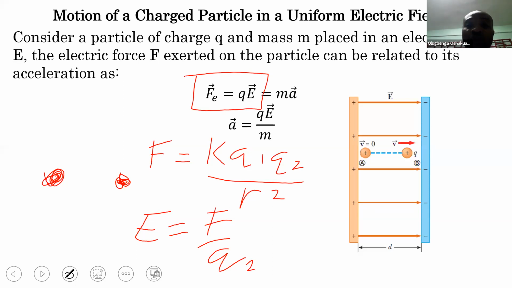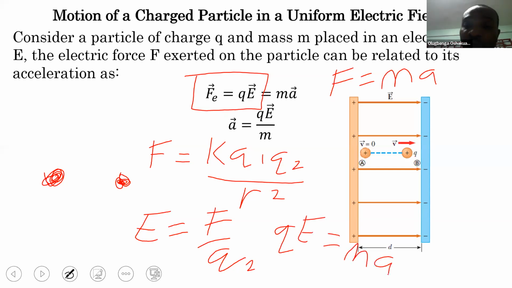And we should also recall that from Newton's second law, F is equal to MA. Since F is equal to QE and F is equal to MA, then easily we can say that QE is equal to MA. And we should also remember that the electric field strength is a vector quantity, just like acceleration.